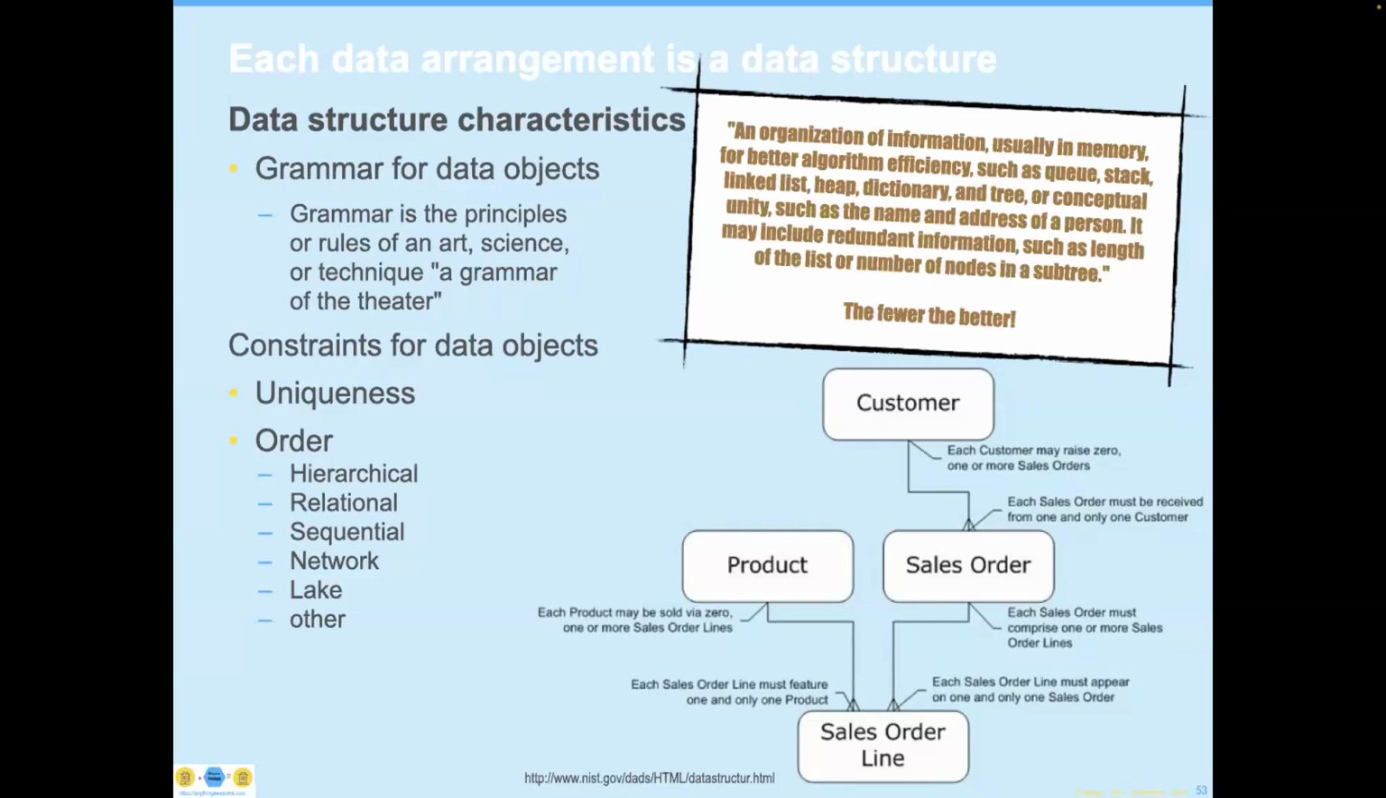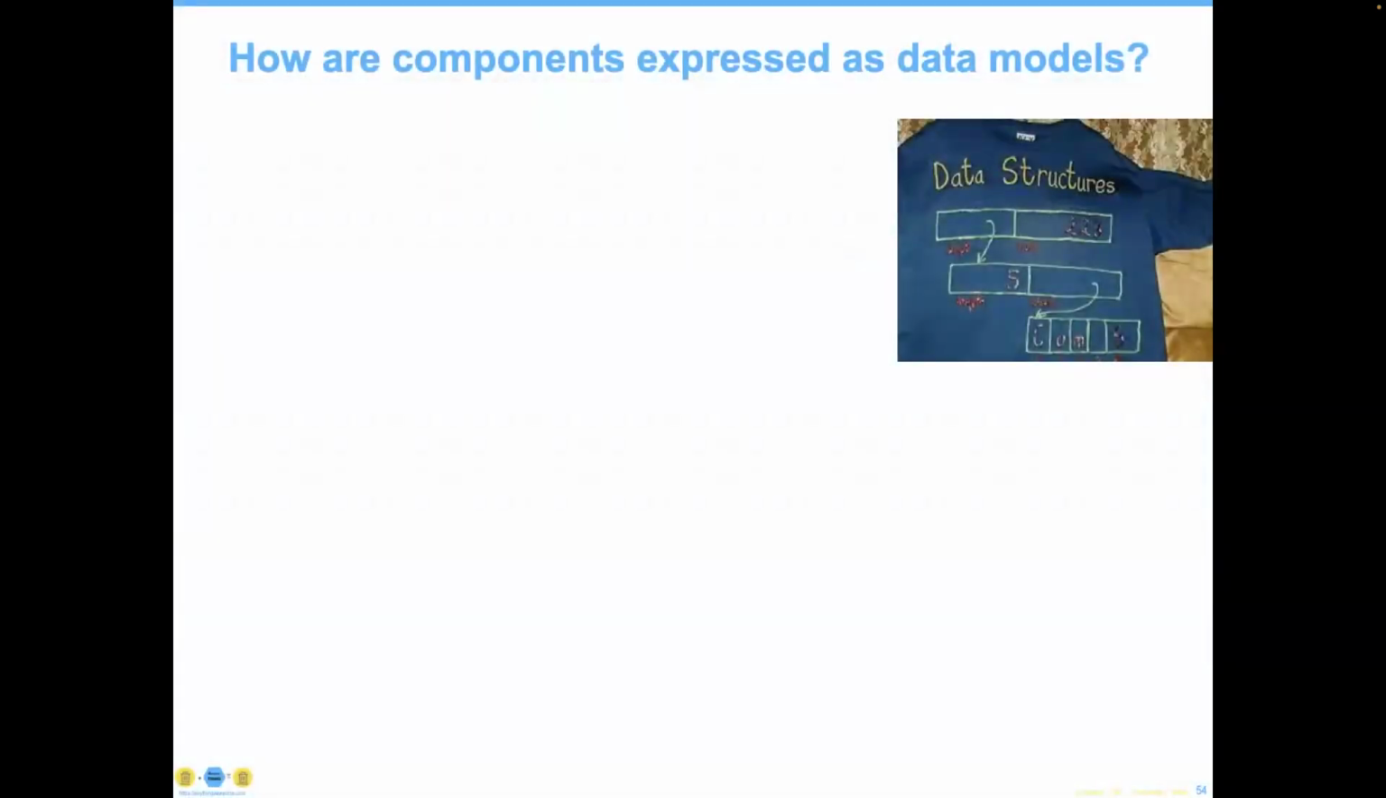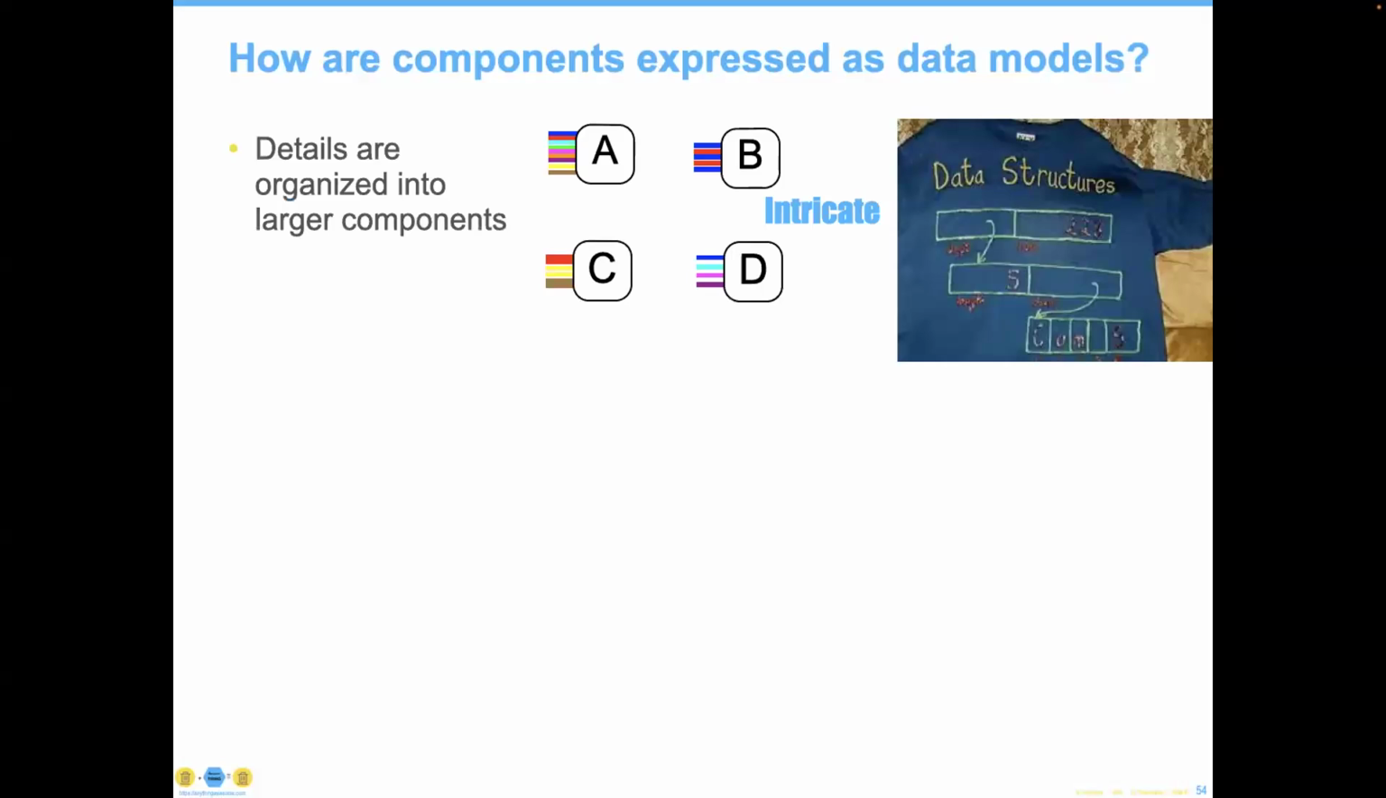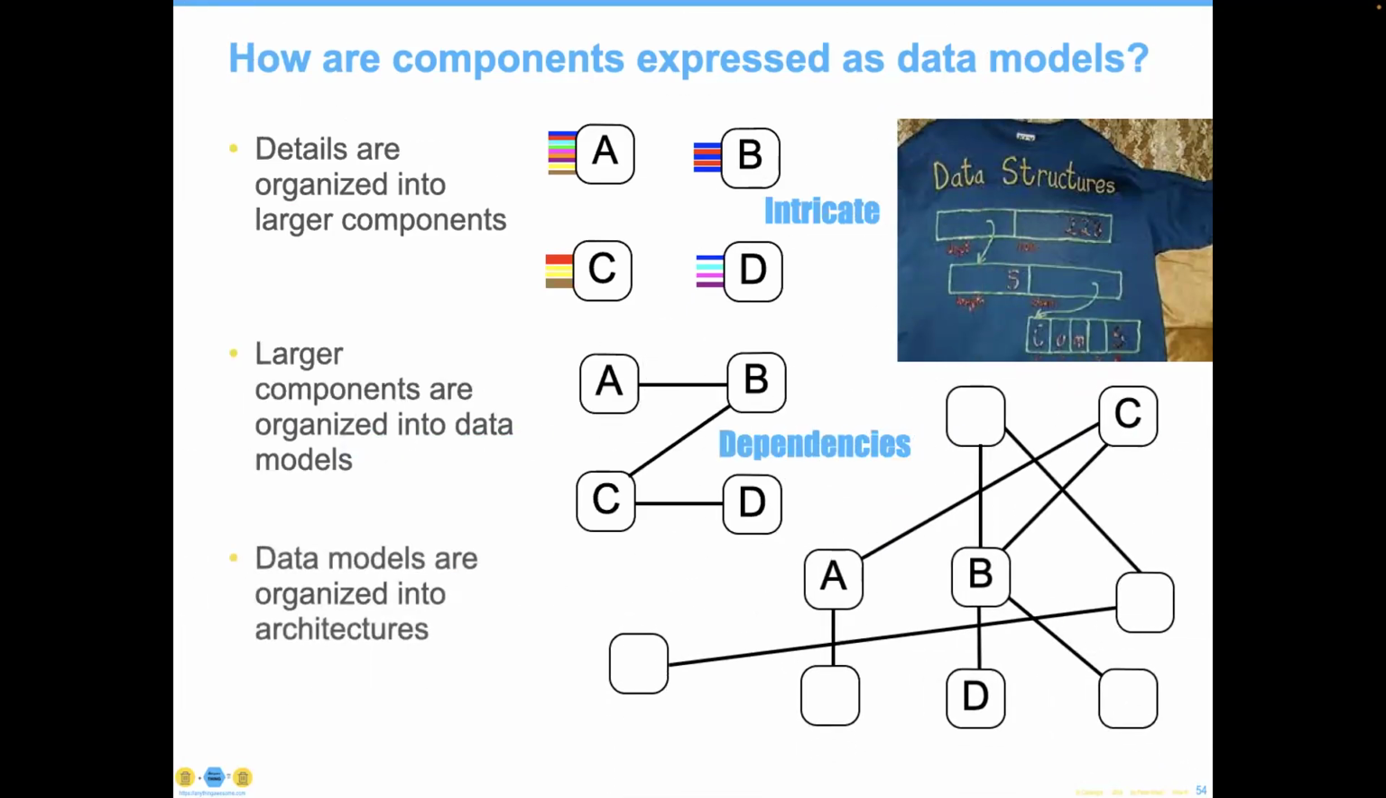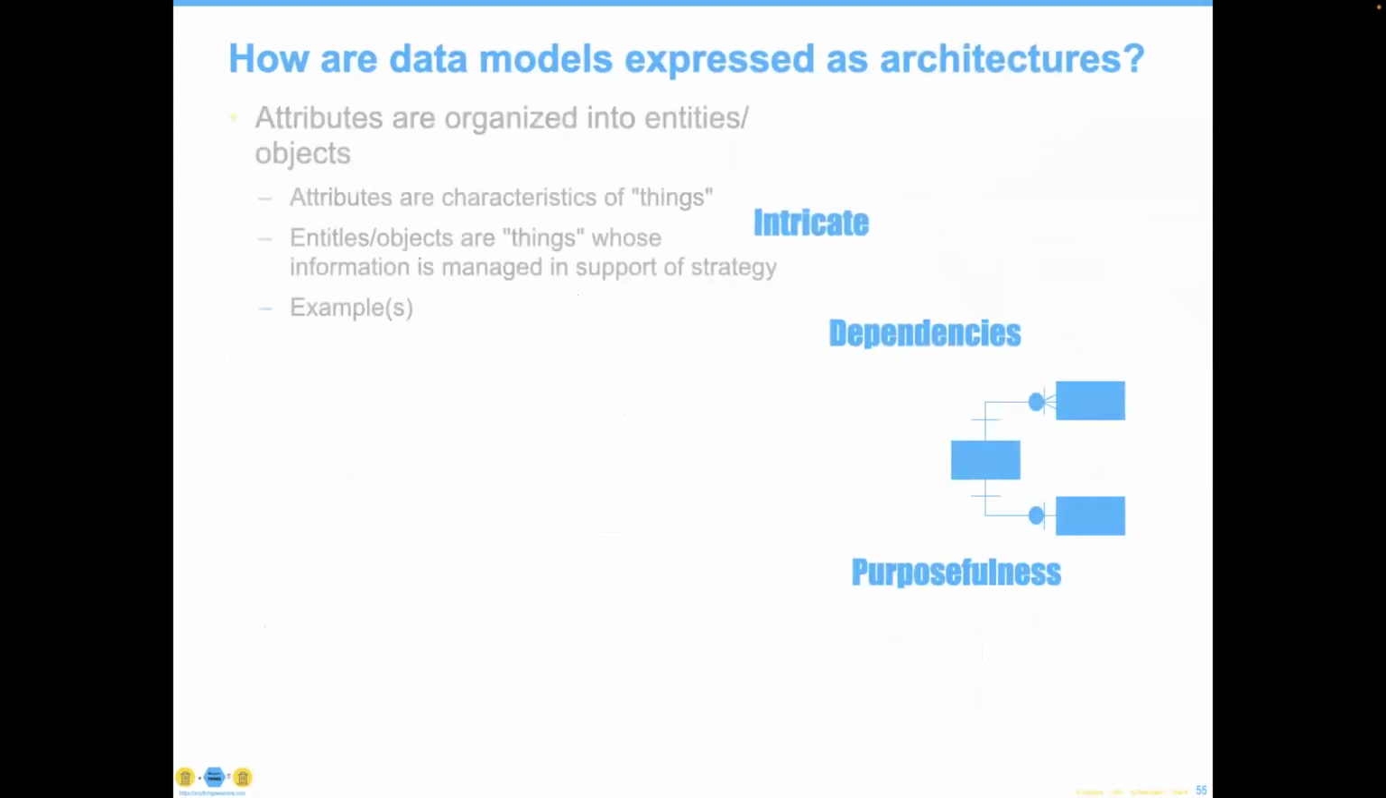We want to get, of course, the right balance and optimality in there as well, taking into account the way in which they work. Data models are put together in small components. And these components, as they're put together, become larger, and they are more intricate at the detailed level. When we go to the next larger buildup, though, we're getting into larger components. And this gets us into dependencies, and the larger models are organized into architecture, which gives us purposefulness. All three of these words are incredibly important to data modeling.